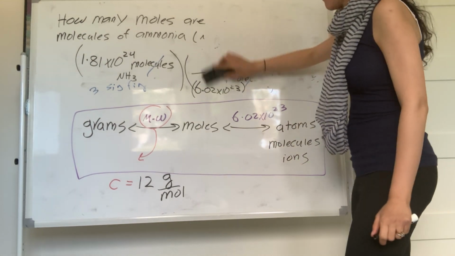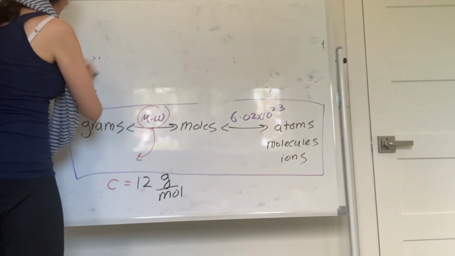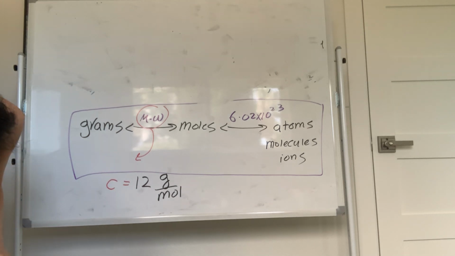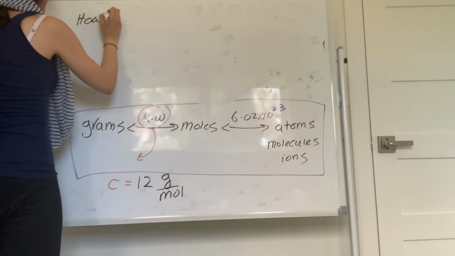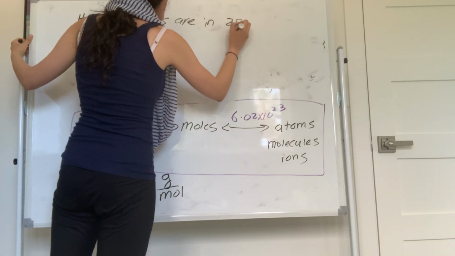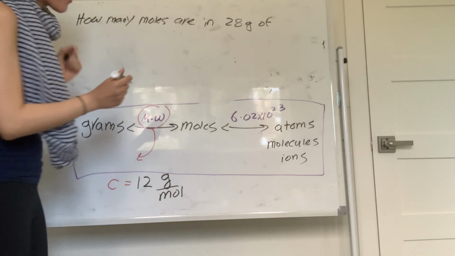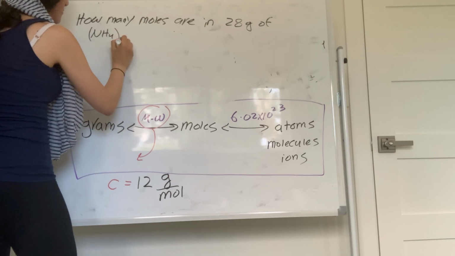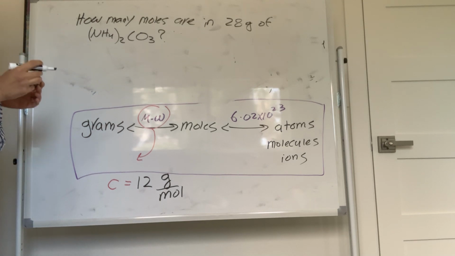Here's our next practice problem. How many moles are in 28 grams of ammonium carbonate, (NH4)2CO3?